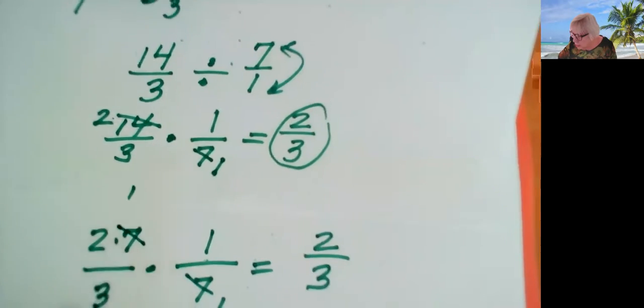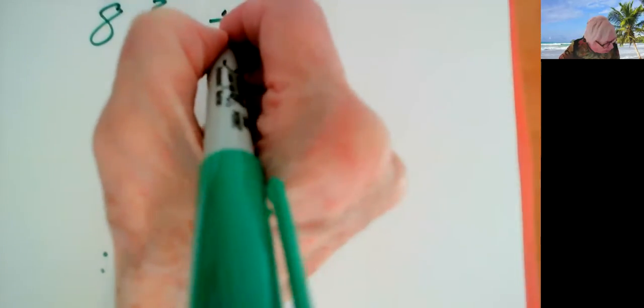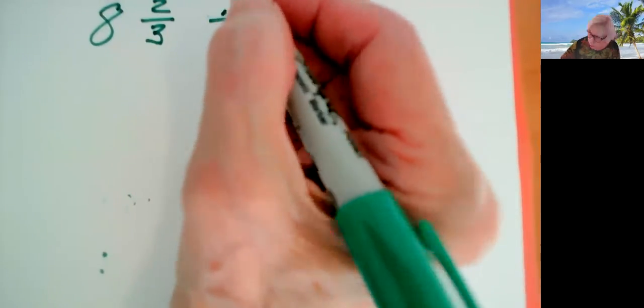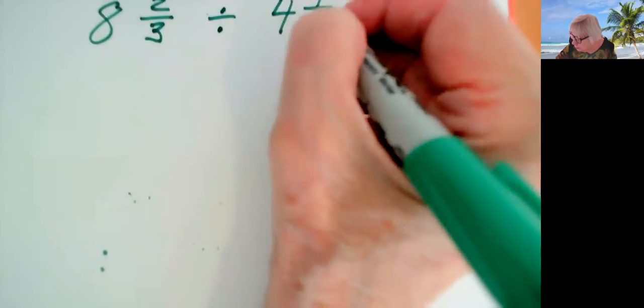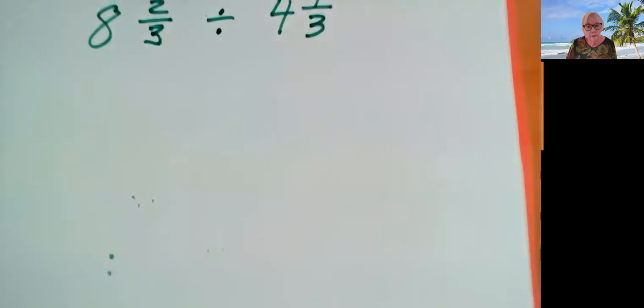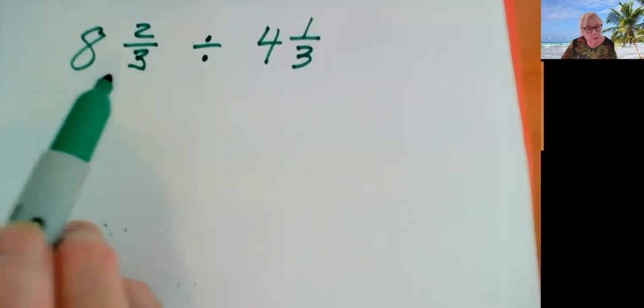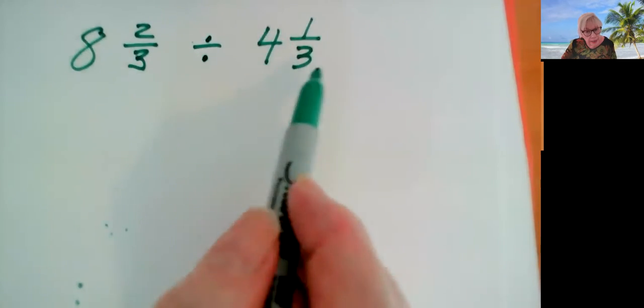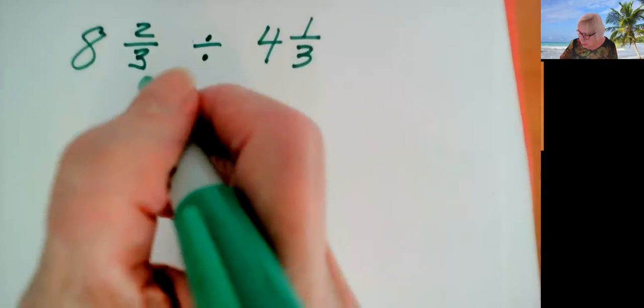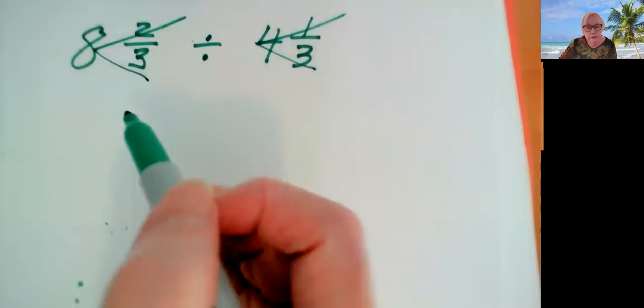So as far as I can tell, I'm going to try maybe one more. 8 2/3 divided by 4 1/3. No, I think this is going to come out real pretty simple. Both of these are in poor form to begin. We can't invert it yet. So I'm going to go ahead and fix both of these.